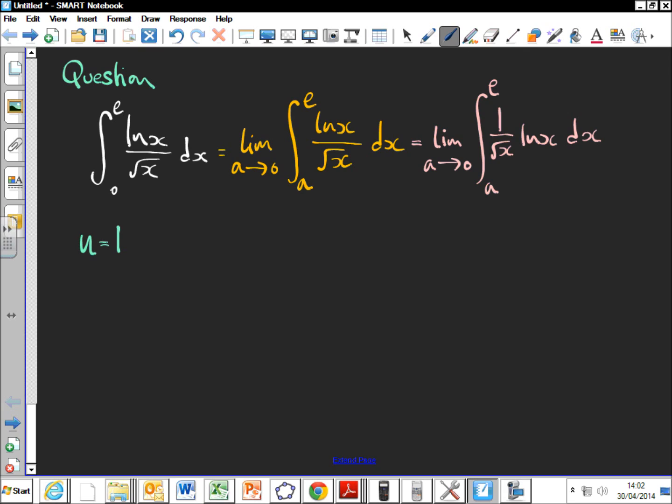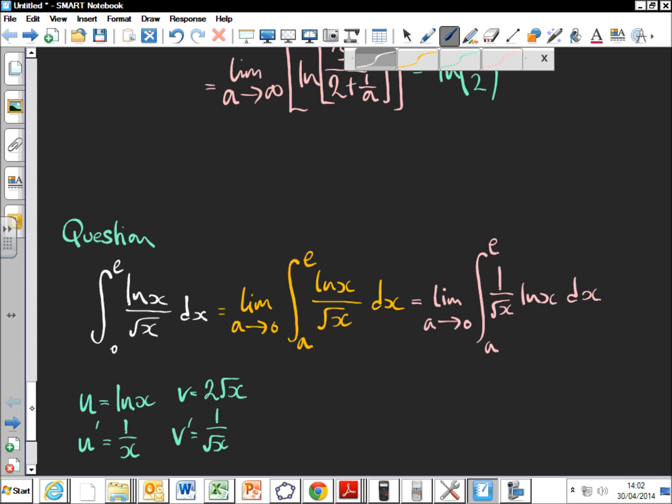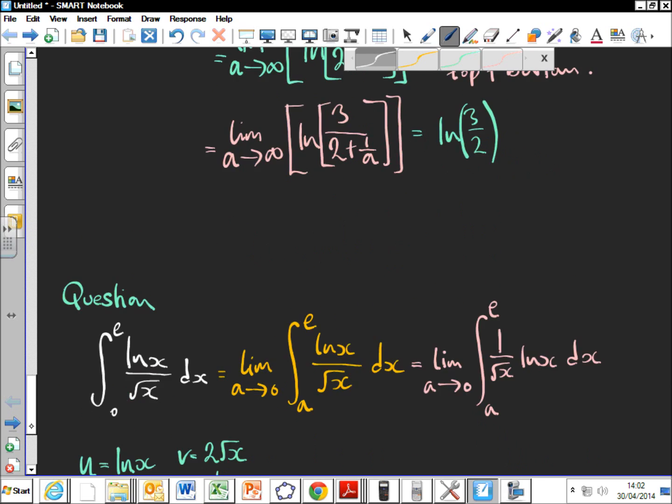Okay. So we're going to let u equal ln x, yeah? So u dash is 1 over x. And we're going to let v dash then be 1 over root x, yeah. So if I integrate that? 2x to the power of half. Yeah. 2 root x, yeah. Okay. So let's try and do this integration.